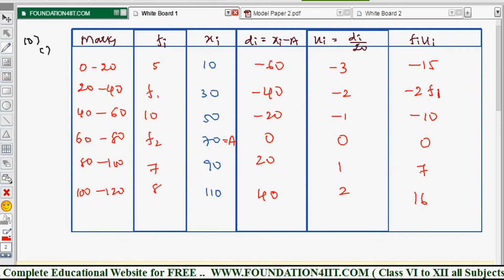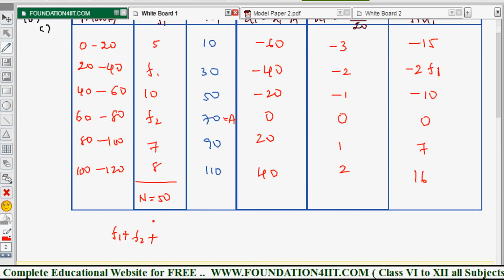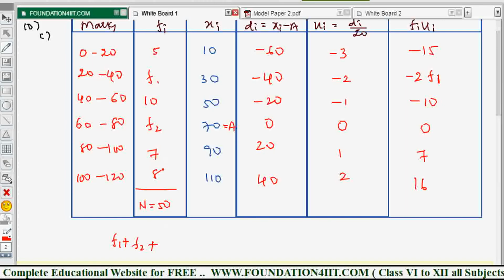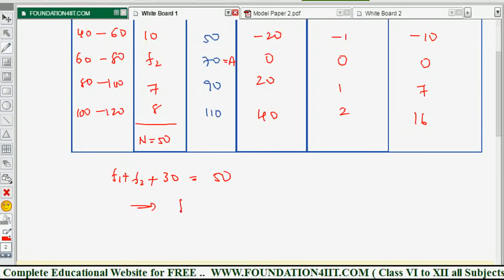Now, if you use the formula as per the question, the sum is given, so the total frequency is 50. So n is equal to 50. It's the sum of all these numbers. So according to the question, F1 plus F2 plus the remaining numbers 5, 10, 7, 8, this total is 30. So 30 plus F1 plus F2 is equal to 50. So using these equations, F1 plus F2 is equal to 50 minus 30, which is 20. Let this be equation 1.